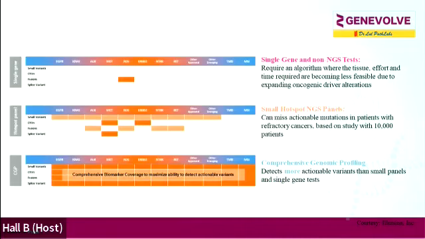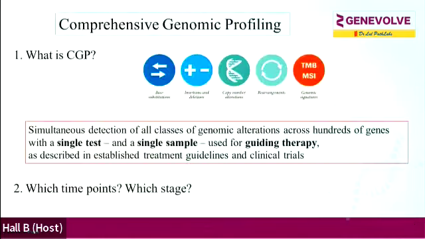And it requires an algorithm wherein the tissue is an issue, as usual. And with expanding oncogenic driver alterations, it is not a sustainable algorithm to be used for patients. A small hotspot NGS panel can be used, but various studies have found that they can miss druggable mutations. So a comprehensive genomic profiling obviously looks at more actionable variants than small panels, and obviously single gene algorithms.